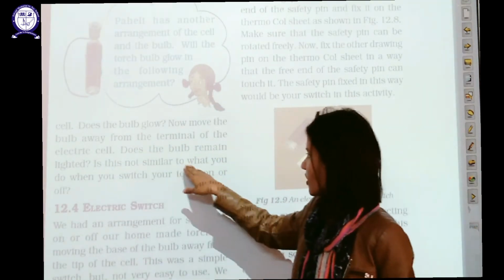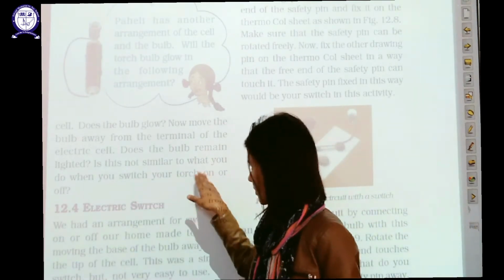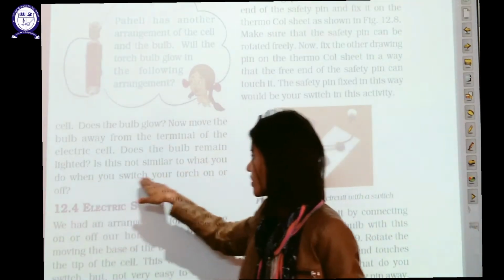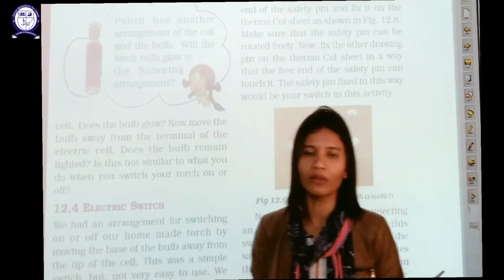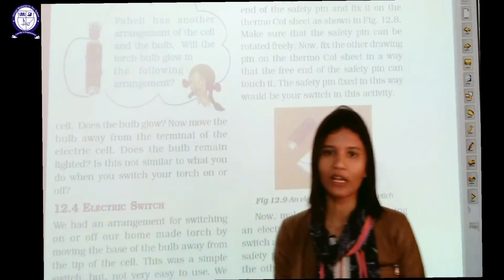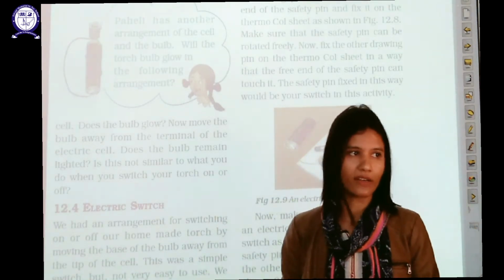Is this not similar to what you do when you switch your torch on and off? This is nothing but you made one switch. Okay. Now you can control your electric torch.